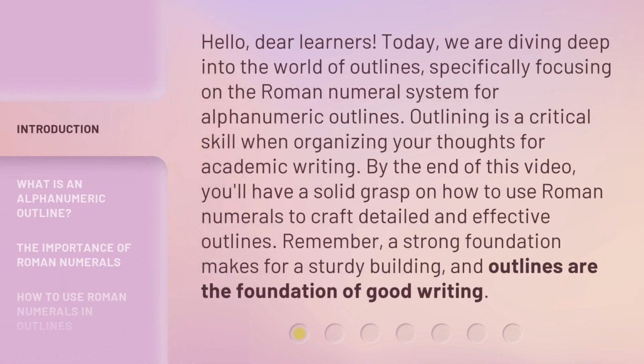Hello, dear learners. Today, we are diving deep into the world of outlines, specifically focusing on the Roman numeral system for alphanumeric outlines. Outlining is a critical skill when organizing your thoughts for academic writing. By the end of this video, you'll have a solid grasp on how to use Roman numerals to craft detailed and effective outlines. Remember, a strong foundation makes for a sturdy building, and outlines are the foundation of good writing.